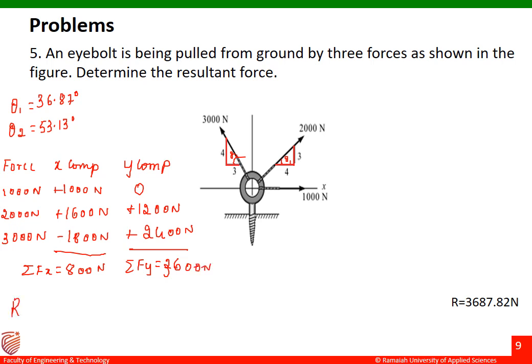Let us find the answer for R, that is the square root of summation Fx squared plus summation Fy squared, that is 800 squared plus 3600 squared. You'll get the answer as 3687.82 Newton. This is how the resultant of the given force system can be found. This completes problem number 5.